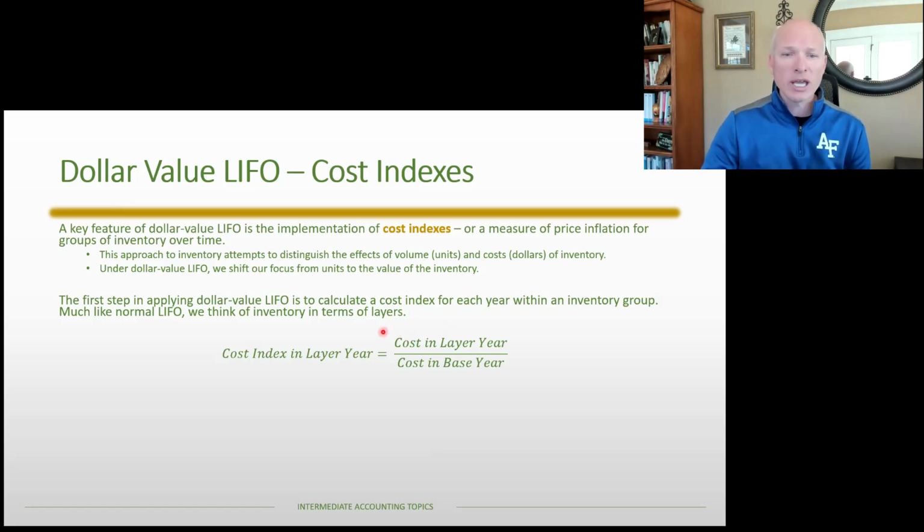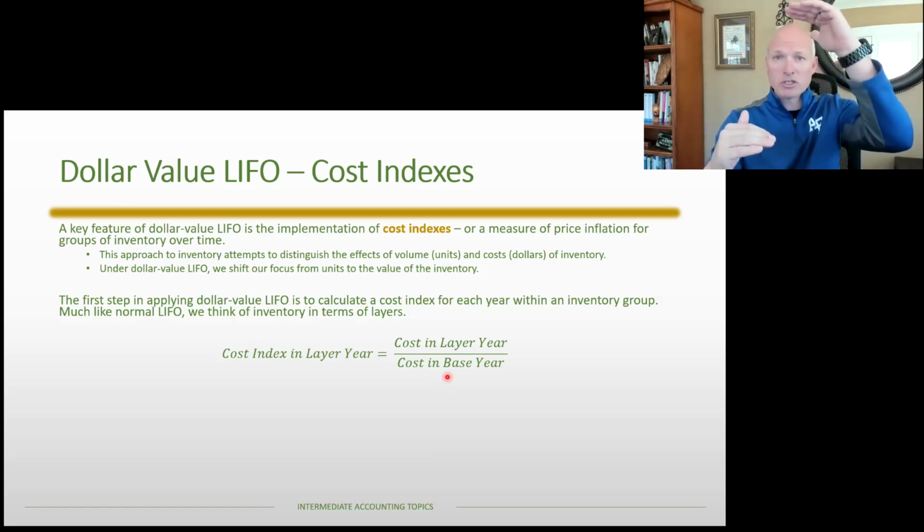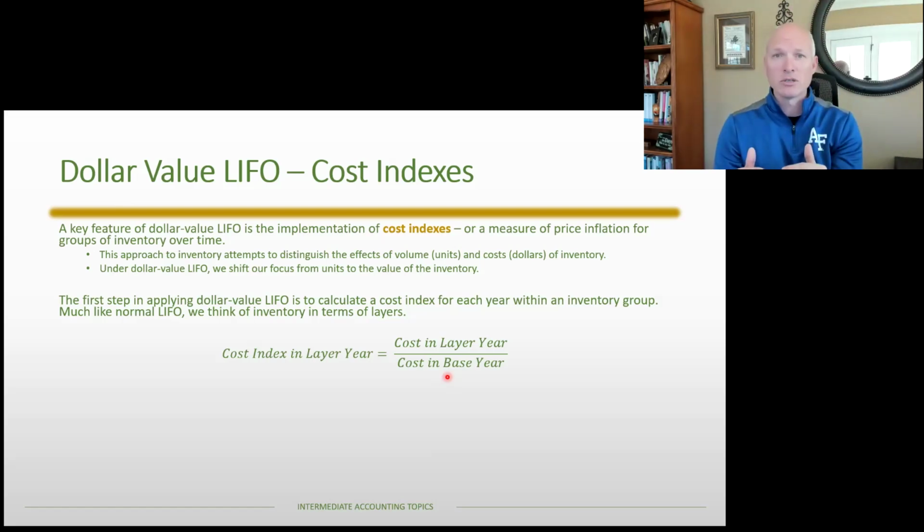And so you're going to look at what is the cost in terms of that layer year, like 2024 costs, 2025 costs, whatever it is, and you're going to compare it to some sort of base year. Every company has to choose a base year. Usually it's the first year where they implement dollar value LIFO. And whatever that base year is, you're going to compare current costs to that base year costs. That's what you're going to do. So for every single layer, you're going to calculate a cost index.